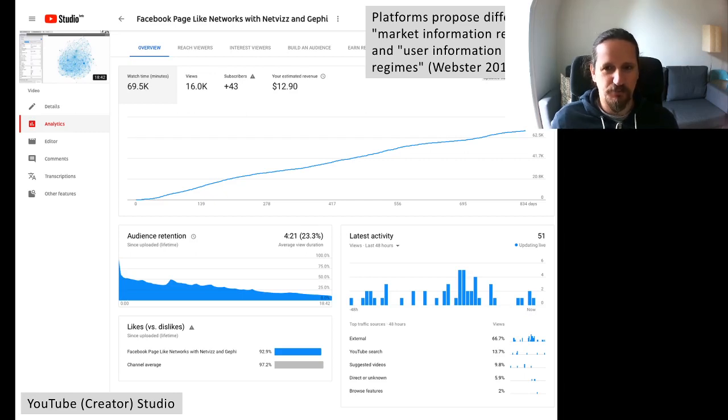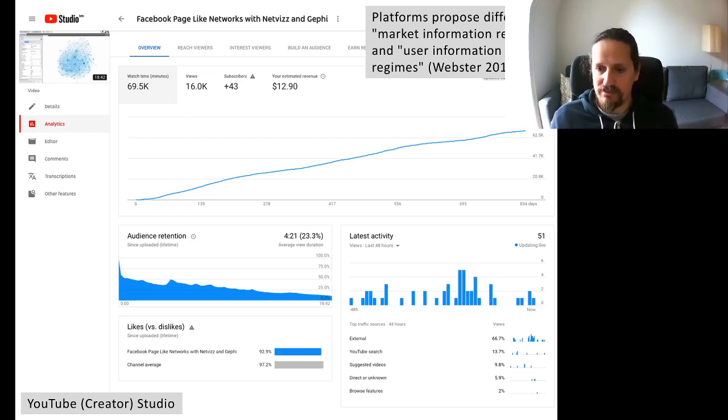these metrics dashboards as market information regimes that give creators, in this case, a real insight into what happens to their products, what happens to their content, and then maybe the opportunity to optimize, right? And all of those clickbait debates around YouTube and YouTube thumbnails are in a sense also made possible by these creator interfaces that, for example, allow you to test different thumbnails and then see what works best.